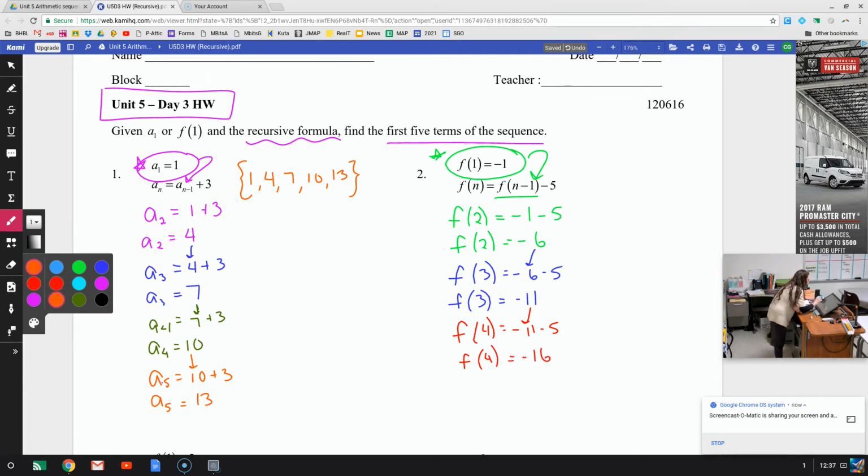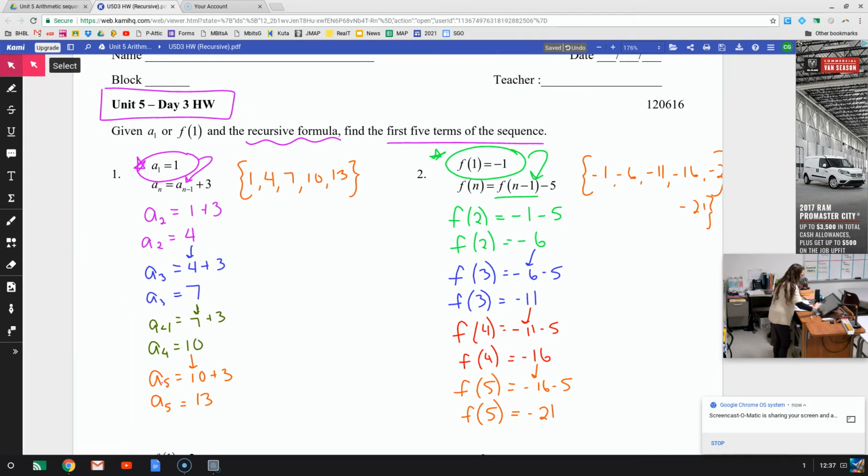For my last term, my f of 5, I'm going to take my negative 16, plug it in, and subtract 5 from it. So my f of 5 is going to give me negative 21. So the first 5 terms of this sequence are negative 1, negative 6, negative 11, negative 16, negative 21. Whoops, sorry, off the page there, negative 21.